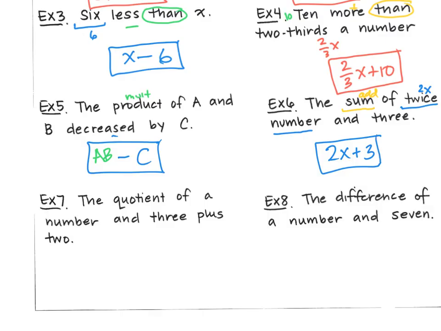Two more. For example 7, it has quotient for the first time. Quotient means divide. We write it as a fraction, something like x over y. The quotient of a number and 3. So I want to make a fraction: a number on top, quotient, and 3 on the bottom. Then it says plus 2.